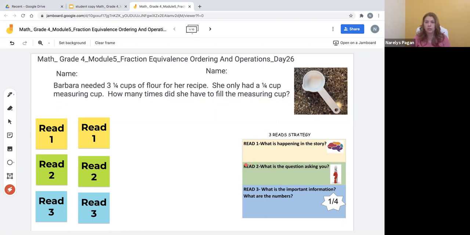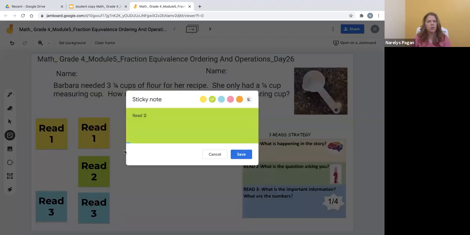Students and scholars, this is our second read. Let's click on the second read sticky note, or read 2, and write, what is the question? Or what is the question asking us? You may click pause on this video as you write notes, or you and your partner may write notes. You may also turn to your partner and share what you wrote on your sticky note. And when you are ready, click play again.